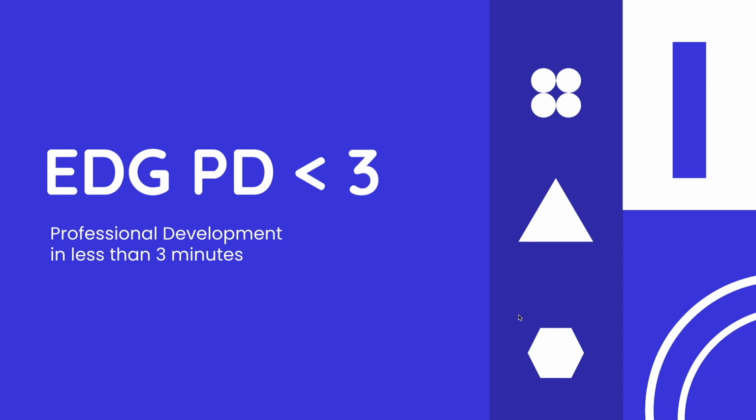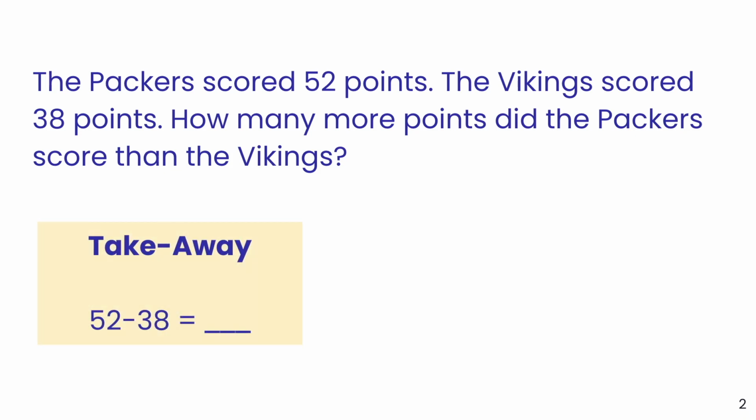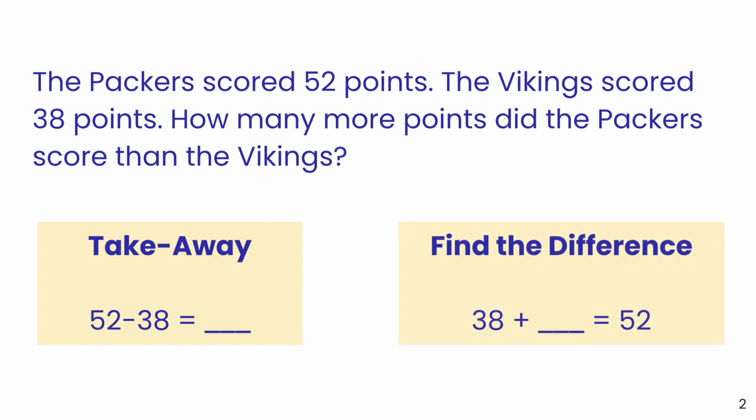There are two major ways to think about subtraction problems. Check out the following story problem. Quite often when we subtract, students will think of taking something away. In this problem, 52 take away 38. However, we can also think about this as finding the difference. Using this method, I could solve the same problem with 38 plus what is 52. While it's important that our kids are successful with both strategies, sometimes one is more efficient than the other.